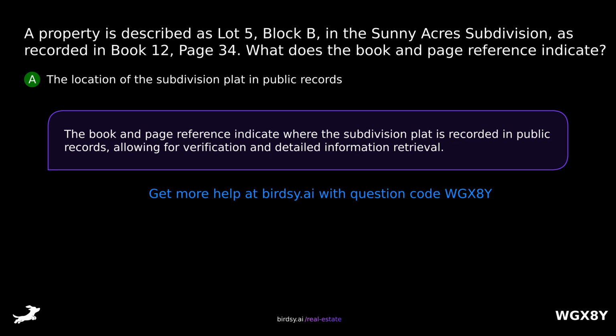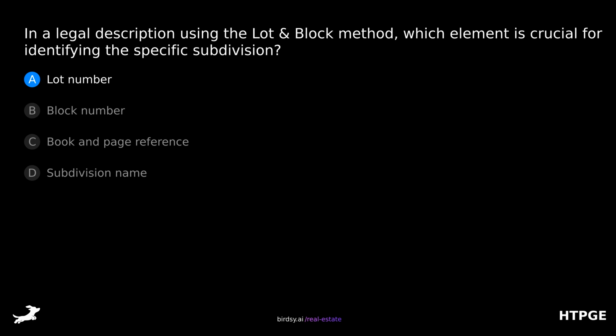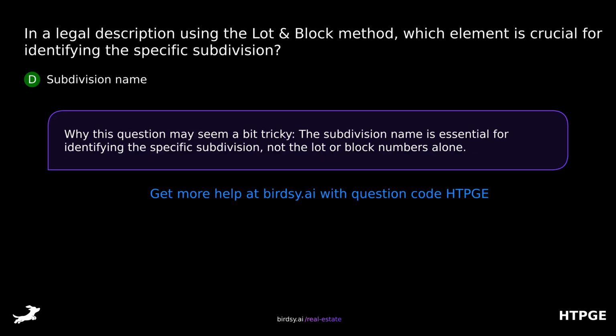In a legal description using the lot and block method, which element is crucial for identifying the specific subdivision? Is it A, lot number, B, block number, C, book and page reference, or D, subdivision name? The answer is D, subdivision name. Why this question may seem a bit tricky: the subdivision name is essential for identifying the specific subdivision, not the lot or block numbers alone.